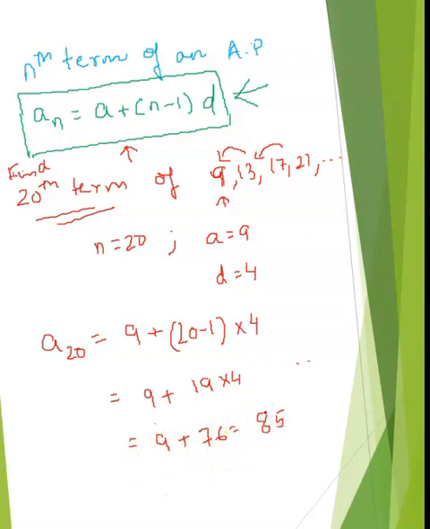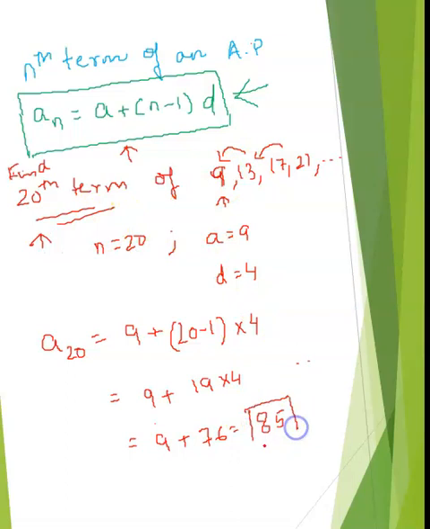So the question is saying find the 20th term of this AP. What is the AP given to us? The AP is already given to us: 9, 13, 17. In this way you will solve this question, students, and you will get the answer. It is very simple, nothing difficult and nothing complicated in this. So the 20th term of this AP is 85.